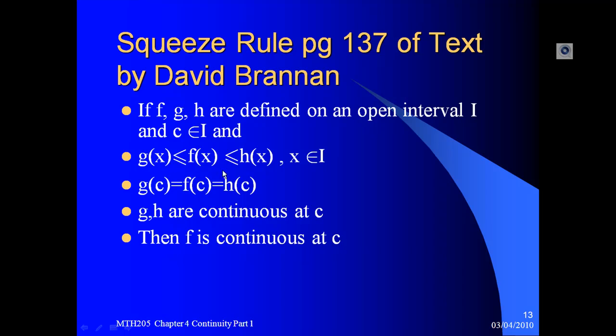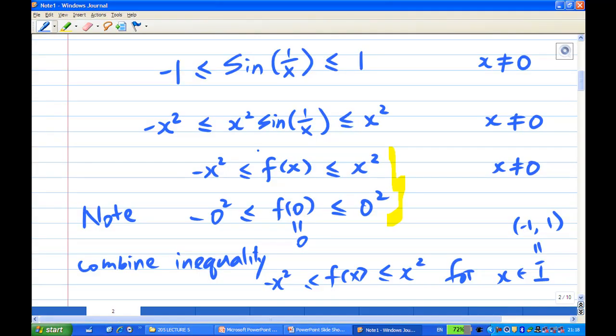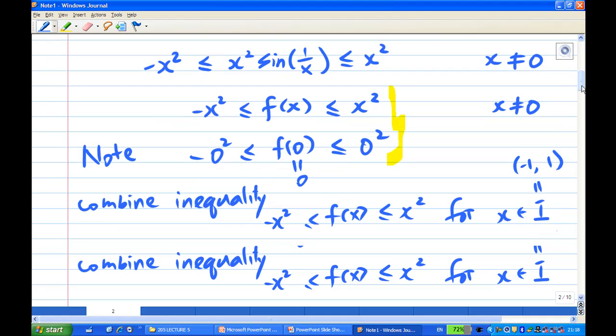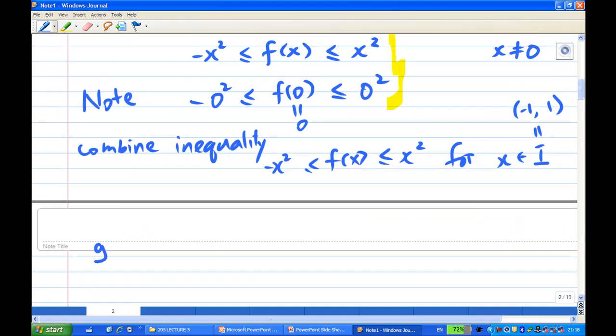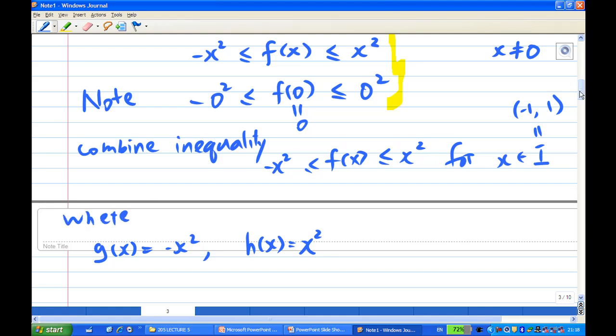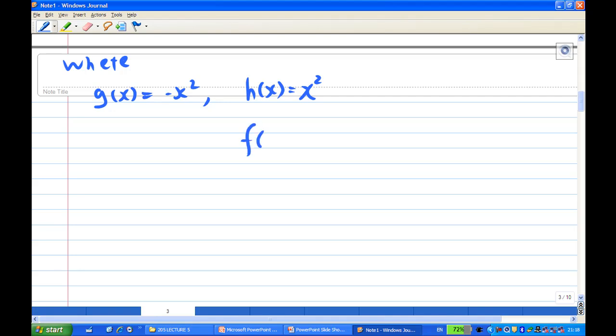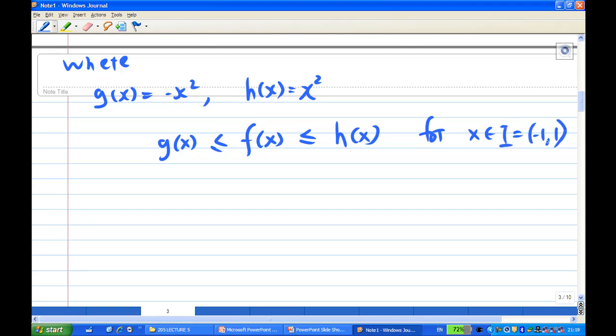This establishes the first condition required by the squeeze rule: f(x) is greater than or equal to g(x) and less than or equal to h(x), where in this case g(x) equal to minus x squared and h(x) equal to x squared. So I have established the condition for x belonging to the open interval I, where I is -1 to 1. That is the first condition.